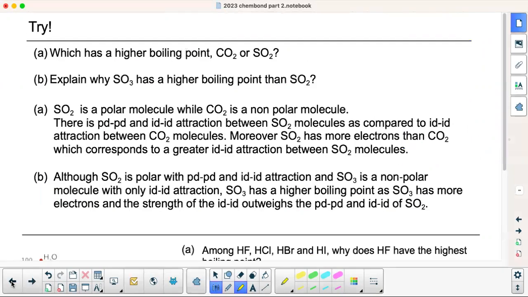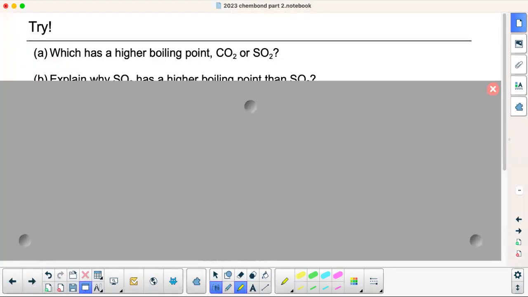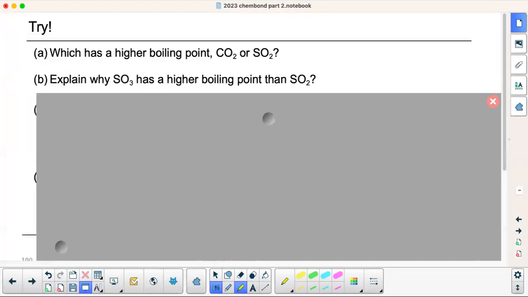So can you try the next question? I think the next one you can do. Let's try. It's all comparing boiling point. You have to ask yourself what kind of intermolecular forces of attraction are there, and then explain accordingly.